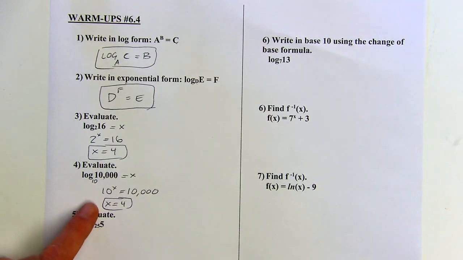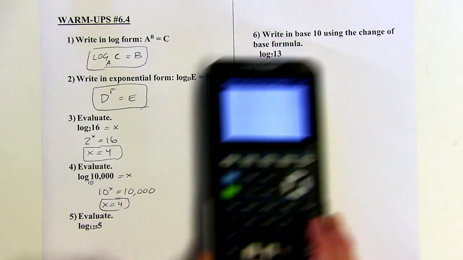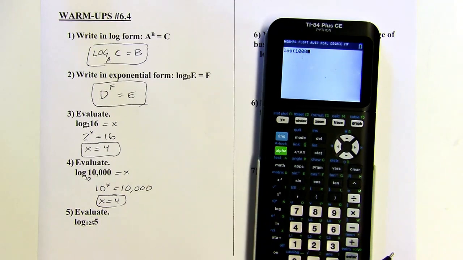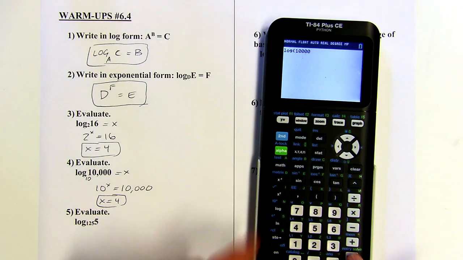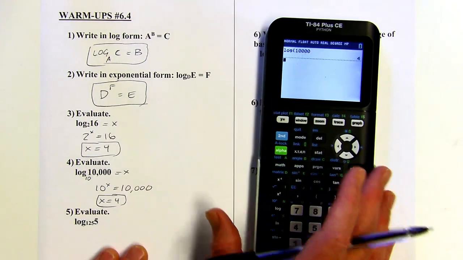Okay, and that one, if it's base 10, you really could just type log 10,000 in your calculator. So log 10,000. The log button is right here, right? And you hit enter, 4, right? It's the same as the number of zeros when you're in base 10.